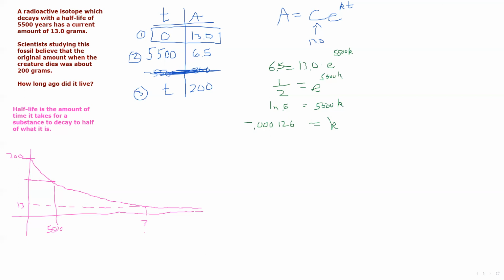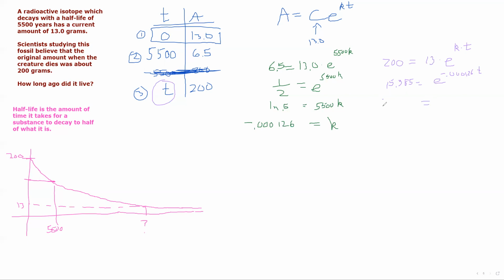All right. Then we're going to finish this off by finding what we really wanted, which is the value of t. So we know that 200 is equal to 13 times e to the k, which is the number we have, times t. t is the variable, k, we know what it is now. So 200 divided by 13 is 15.385, which is equal to e to the negative 0.000126t. And then we'll do ln on both sides to bring that down from the exponent.